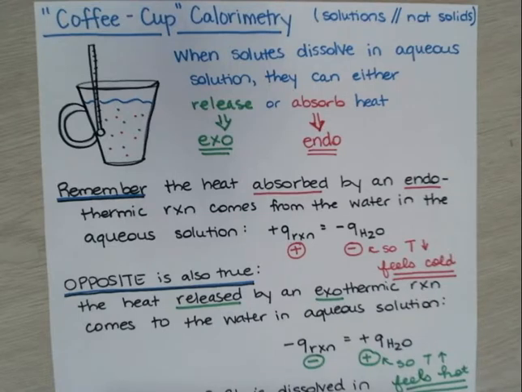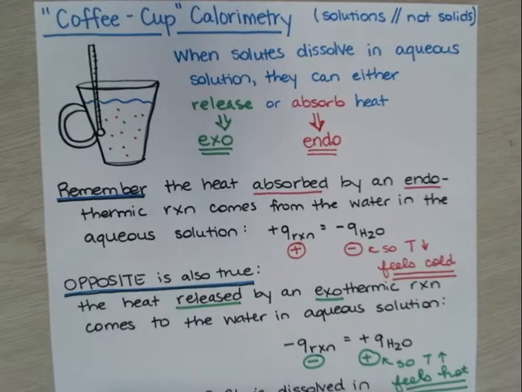Okay, so remember that releasing heat makes something exothermic. To absorb heat is endothermic. It's called coffee cup calorimetry. Think of like a styrofoam cup that can hold and insulate a heat reaction, but it's going to be at constant pressure.